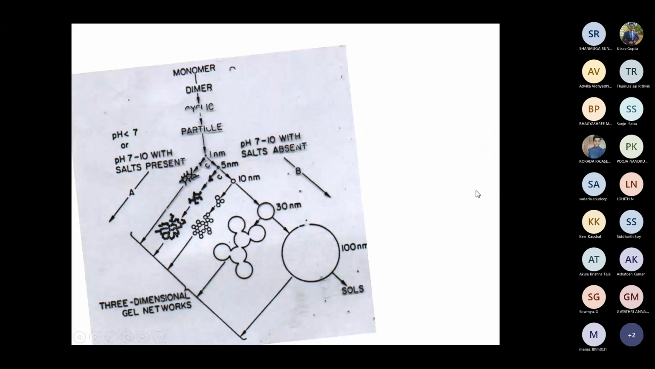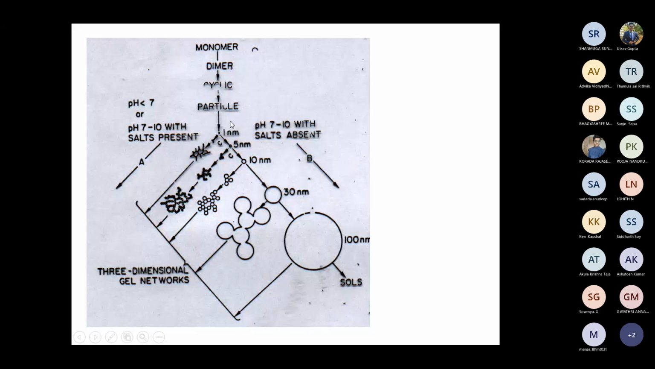So this is again the same thing. You can see that this is pH less than 7, and this is the structure. If you want to get a bigger size, then a pH between 7 and 10, that means a basic medium, can reach that larger size. But if you have less than 7, there you can go for this kind of smaller size.